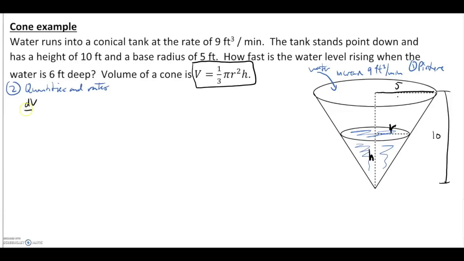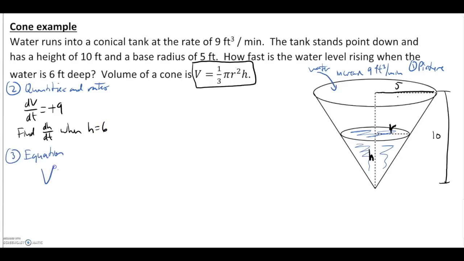Well, we know the change in the volume versus time. We are increasing by 9 cubic feet per minute, so this is a positive 9. Don't have anything else on any other rates. So the other big part is what we're trying to find. We're trying to find the change in the water level, which means we have to be finding the change in the height. We're trying to figure out how fast this water is moving up the container when the depth itself is 6 feet.